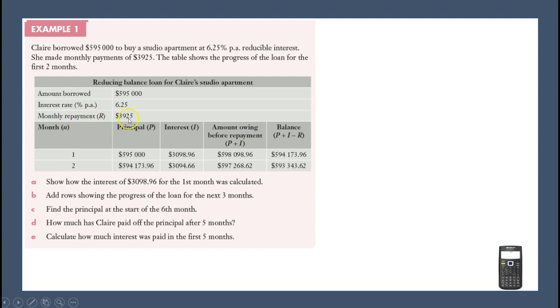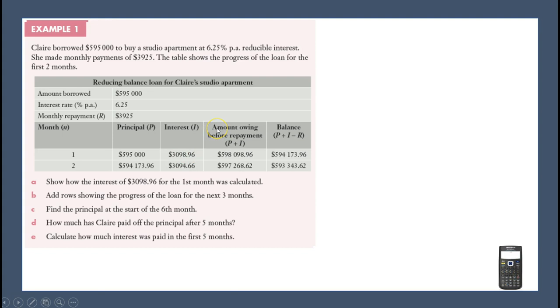Now, you can see the progress of the loan is in months. Why? Because she's making a monthly repayment. Now, hopefully lots of things come to mind. If she's making a monthly repayment, interest is for a month of that value. The rate must be per month, and we would need to calculate that. It's already been done for you in this table.